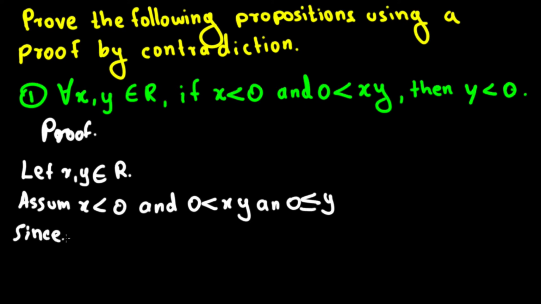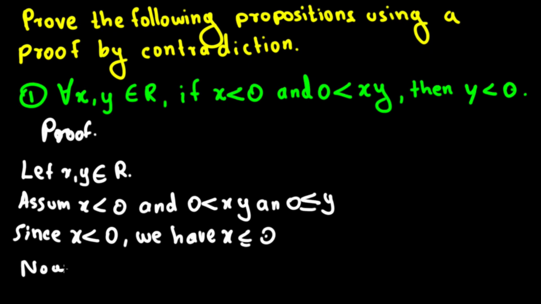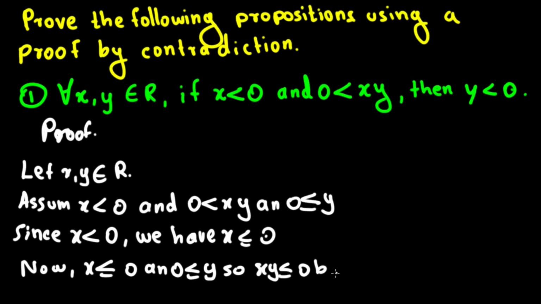Since x is less than 0, we have x is less than or equal to 0. Now x is less than or equal to 0 and 0 is less than or equal to y. So xy is less than or equal to 0 by proposition number 21. Now 0 is less than xy and xy is less than or equal to 0. This is a contradiction.